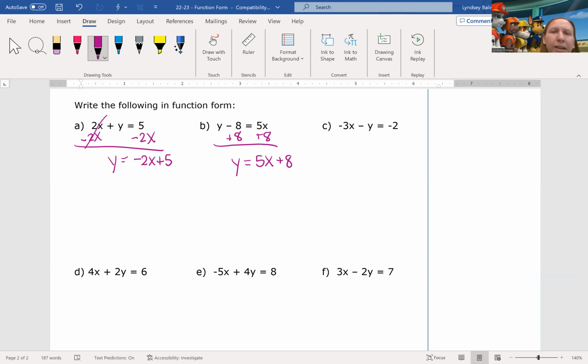Here we have a negative 3x, so we must add 3x to move it over first. But be careful because we have to bring down a negative y. So we have negative y equals 3x minus 2.